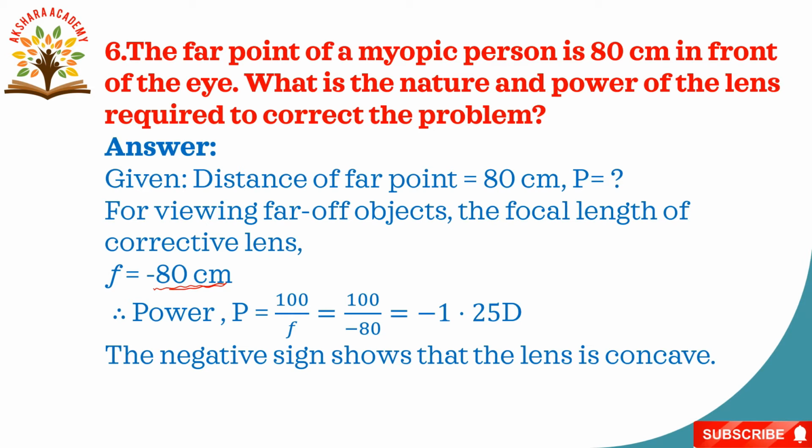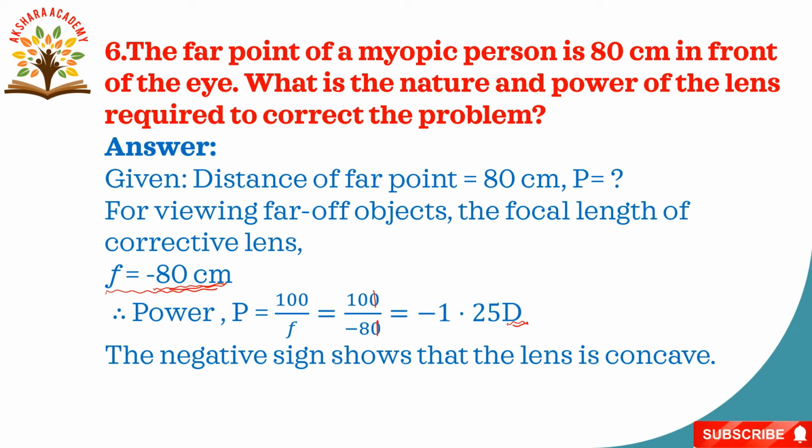Therefore, for the corrective lens for myopia we use a concave lens. The focal length of a concave lens is negative, and the focal length of a convex lens is positive. That is why we take f as minus 80 centimeters. Therefore power P is equal to 100 by f, substituting the focal length minus 80, the zeros cancel. Here we get 10 by 8, that is minus 1.25 D, D means diopter.